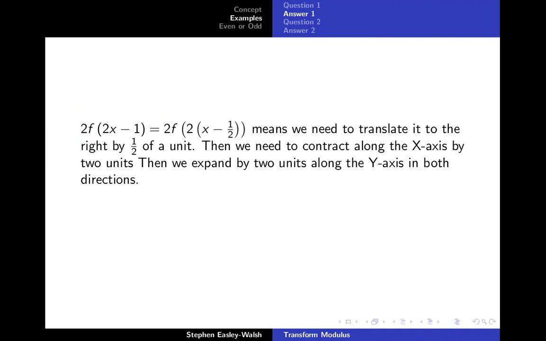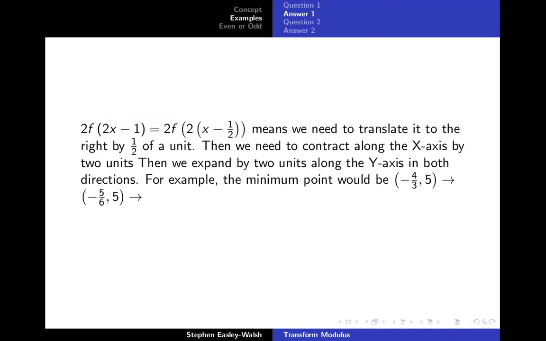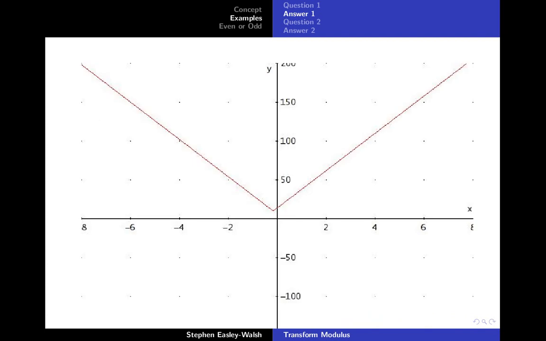For example, the minimum point would be minus 4 over 3, 5, to 2, minus 5 over 6, 5, to 2, minus 5 over 12, 5, and again that will go to minus 5 over 12, 10. So that is where the new minimum point is. Here is the graph.